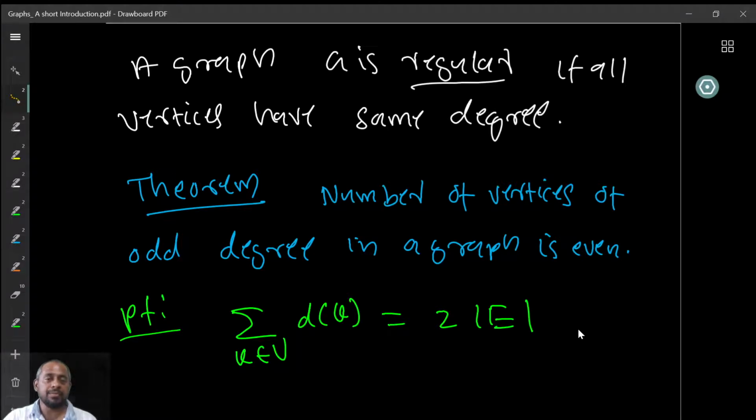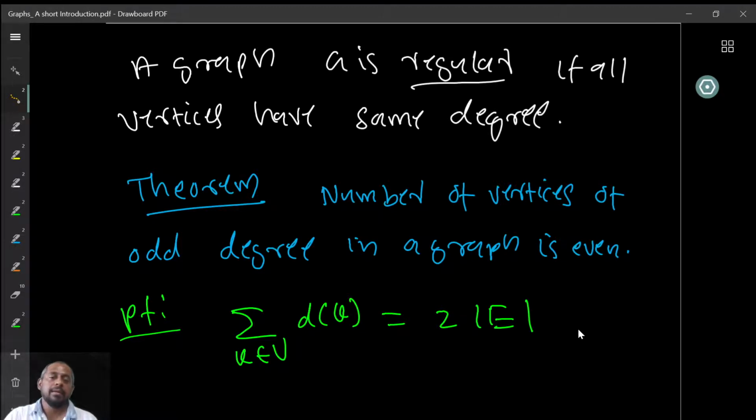Now, the first theorem in graph theory is usually this, that the number of vertices of odd degree in a graph is always even. This proof is very easy because all you have to do is sum over all the degrees. So if you sum over all the degrees, you can see that this is twice the number of edges.